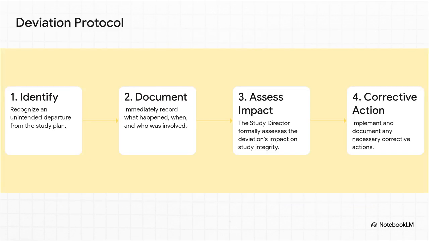So, here at Apex Labs, we have a very clear four-step process for this. First, you identify that something's gone off plan. Second, you document it immediately: what happened, when, who saw it. Third, the study director, in our case, Dr. Sharma, has to assess the impact. How does this affect the study's integrity? And finally, fourth, we take whatever corrective action is needed and document that too. It's a simple, traceable workflow that protects the study.